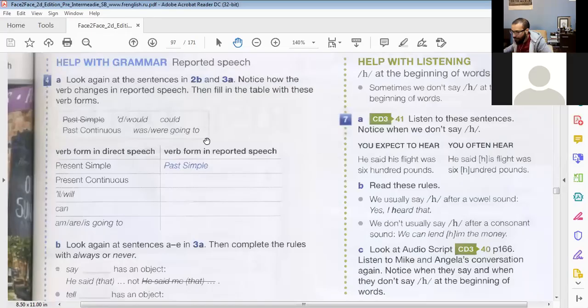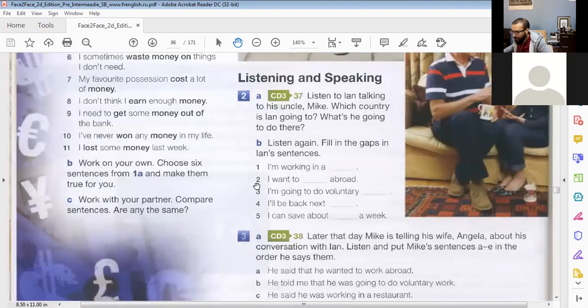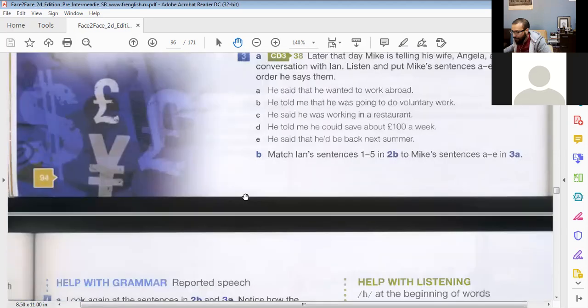Okay, anyways, let's continue. So what we want to do is notice how the verb changes in reported speech. In each example from the sentences from Ian, when Ian spoke to his uncle, we want to see the form in direct speech and how this changed in reported speech. So these sentences that Ian said to his uncle are called direct speech, because he said it directly to his uncle. And the part where his uncle said it to his wife is of course reported speech.